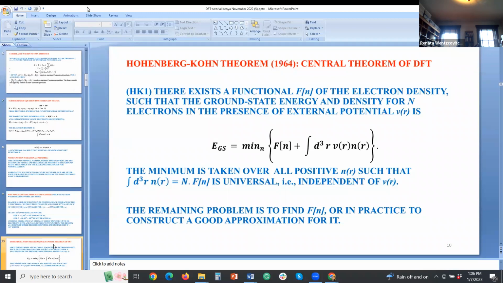A physical problem is defined by a fixed external potential V(r) and a fixed number of electrons. So the minimum is taken over all positive densities that integrate to a given number, capital N. And this functional F[n] is asserted to be universal, i.e. it's independent of the external potential. And if this theorem is true, then the remaining problem is just to find F[n] and minimize it, or in practice to construct a good approximation for it.